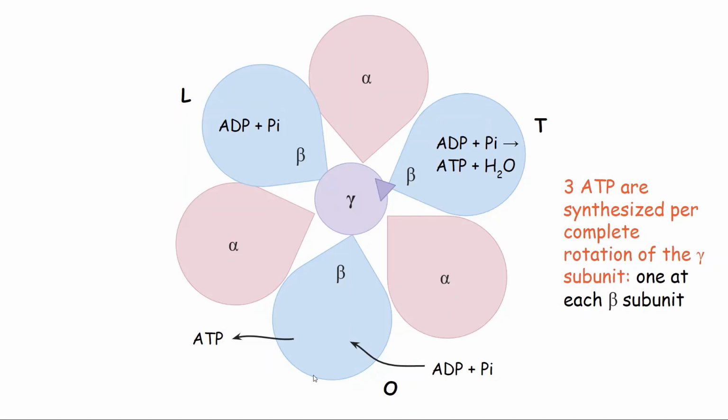So 3 ATP are synthesized per 1 complete rotation of the gamma subunit. So basically, 1 ATP is created at each beta subunit per complete rotation of the gamma subunit.